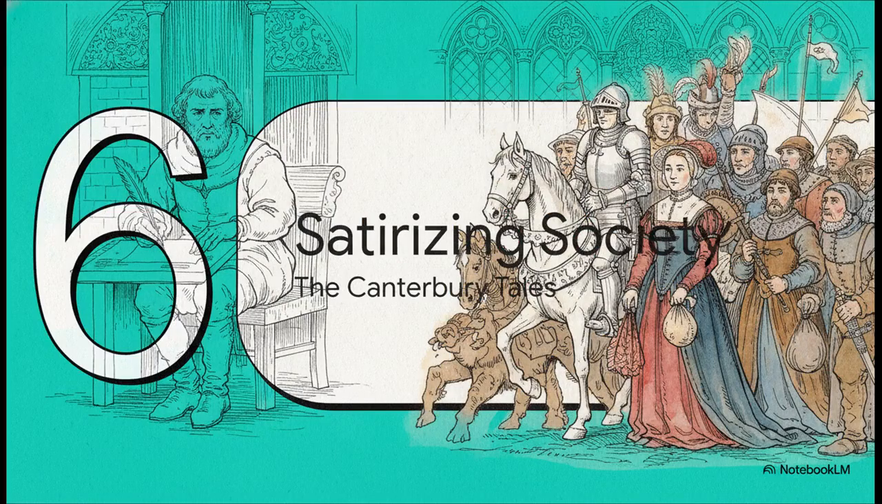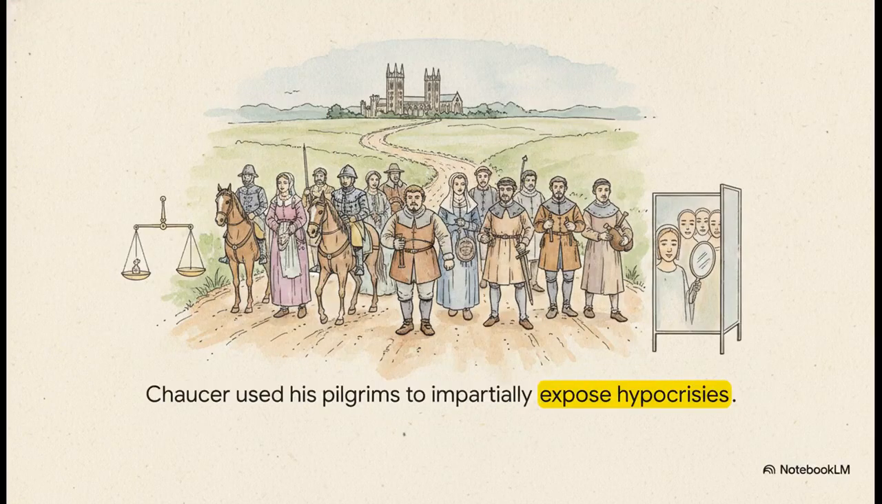Section 6. Satirizing Society. The Canterbury Tales. So, how exactly did Chaucer capture all this chaotic change? Well, he acted as a brilliant mirror to his society through his masterpiece, The Canterbury Tales. He used this genius framing device of a diverse group of pilgrims traveling together to a shrine. This setup gave him the perfect microcosm of English society. Through these pilgrims, he was able to impartially expose the hypocrisies of his age. He wasn't really taking political sides. He was just neutrally, yet very sharply, observing human nature.